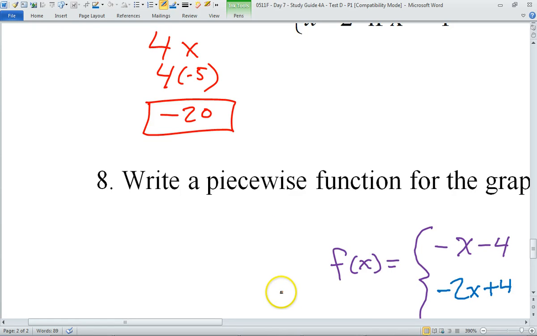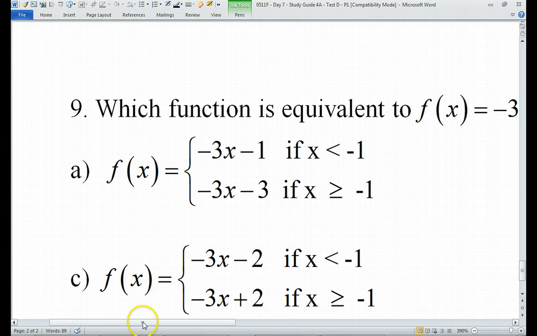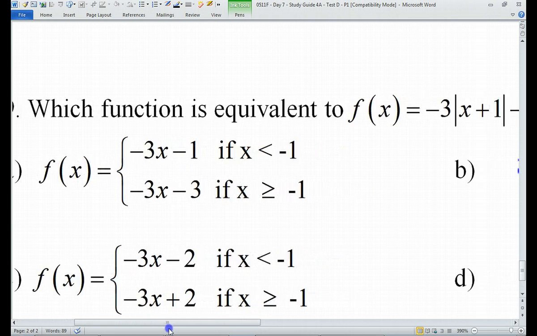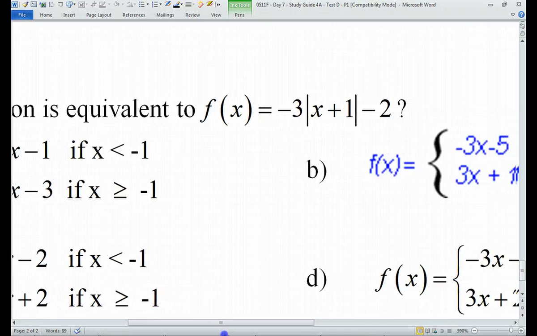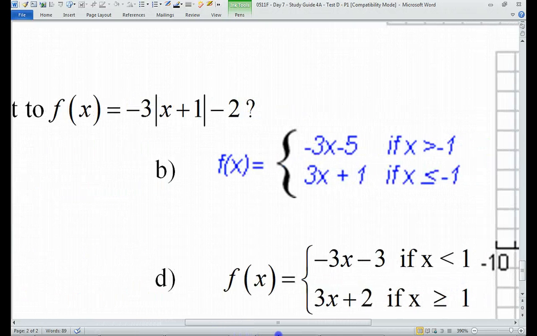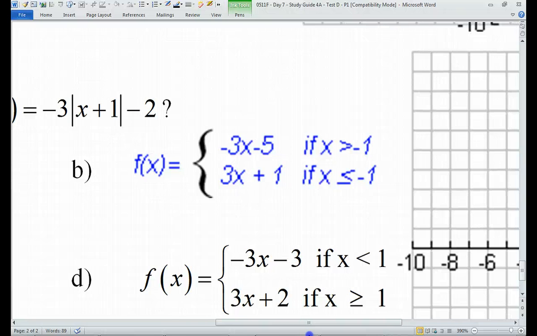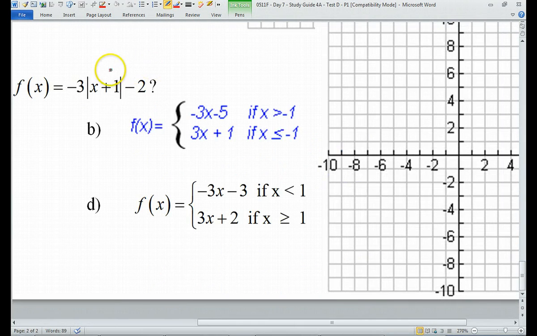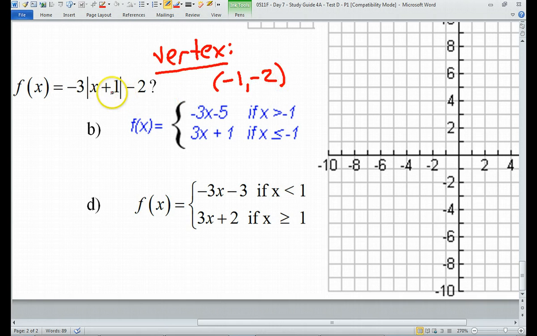Alright, what's the last one? Alright, last but not least, let's do problem number 9. Which function is equivalent to this absolute value function? If I were you, I would start by graphing the absolute value function. Start by determining what the vertex is. Okay, the vertex is going to be negative 1, comma, negative 2. The opposite of the inside part, and the outside part stays the same as the y value.